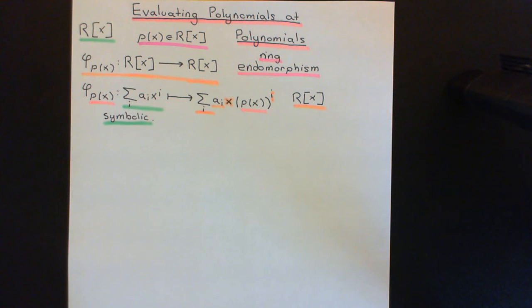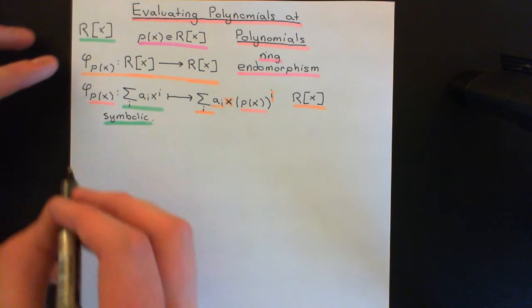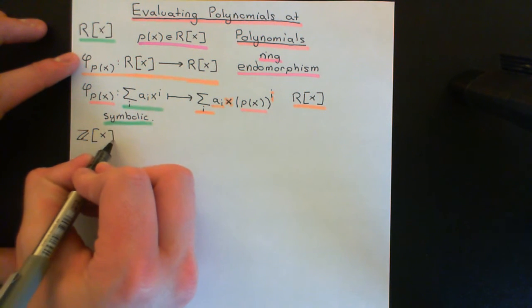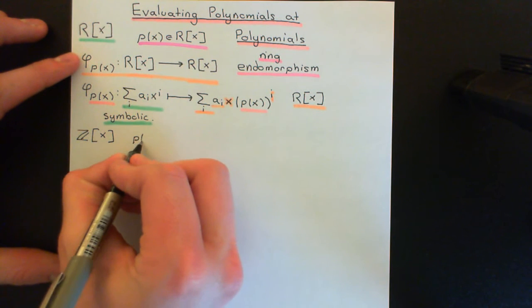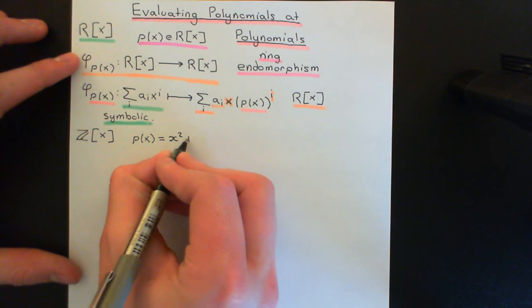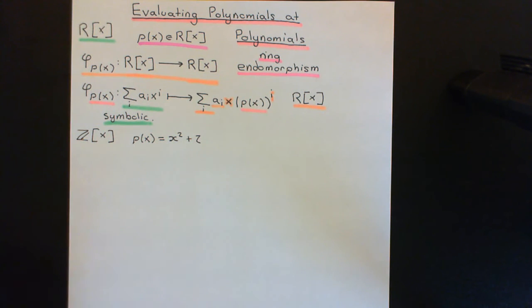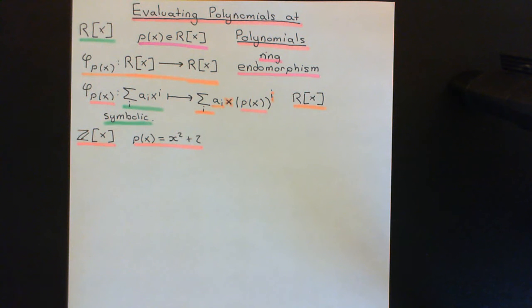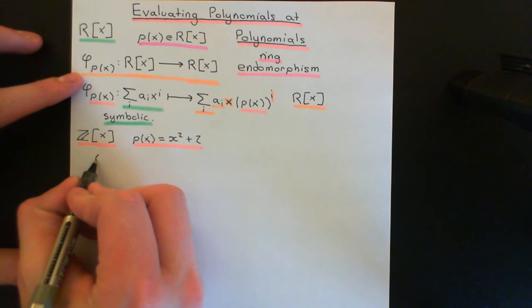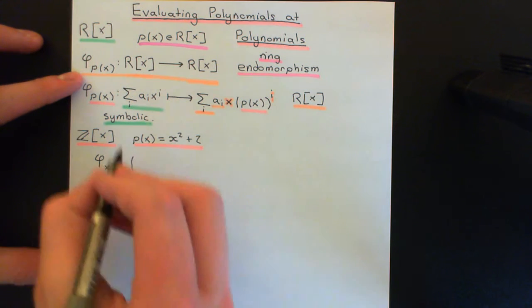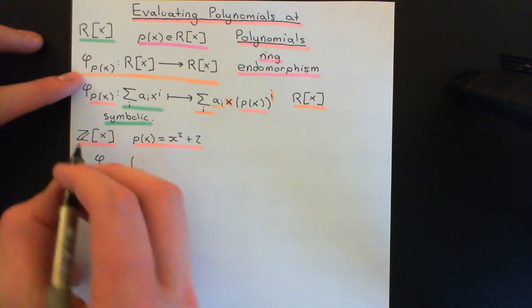Okay, so just to make this absolutely crystal clear, what I want to do is do a concrete example. So we will take as our ring of polynomials the ring of polynomials over the integers. And we'll pick our p of x, the polynomial we're going to use to evaluate all other polynomials at. We'll pick x squared plus 2, a perfectly nice polynomial in the ring of polynomials over the integers. And now let's apply the evaluation homomorphism pertaining to x squared plus 2. I could even put x squared plus 2 down here in the subscript, applied to some other polynomial in the ring of polynomials over the integers.